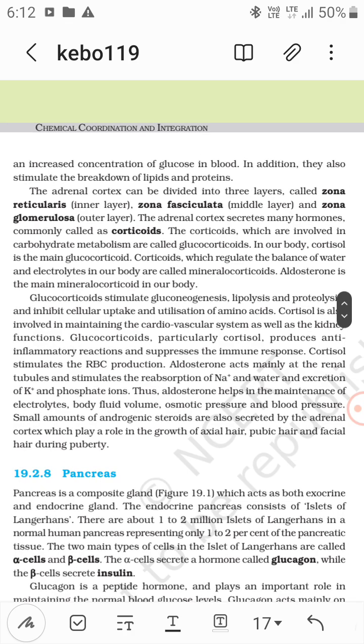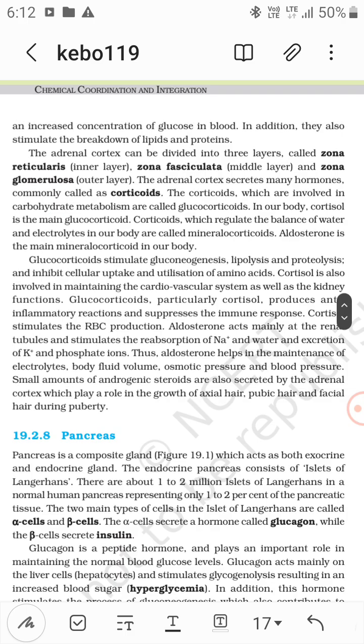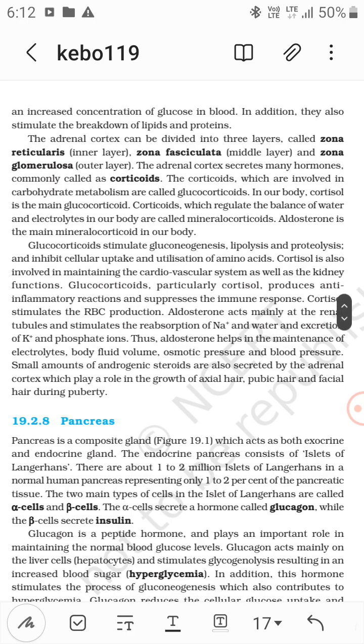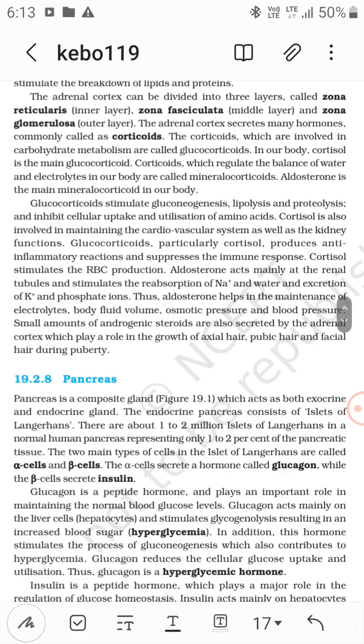Now the adrenal cortex has three layers: zona reticularis, the inner one, zona fasciculata, the middle layer, and zona glomerulosa, the outer layer. The adrenal cortex secretes hormones called corticoids. Those involved in carbohydrate metabolism are glucocorticoids. Cortisol is the main glucocorticoid. Those involved in maintenance of electrolytes and water balance are mineralocorticoids. Aldosterone is the main mineralocorticoid in our body.